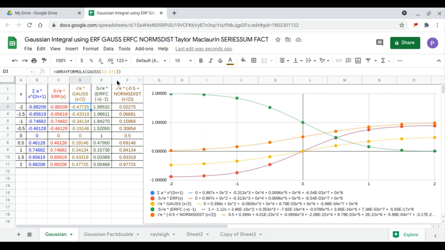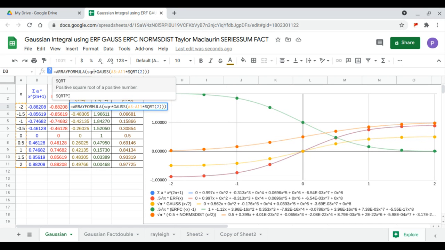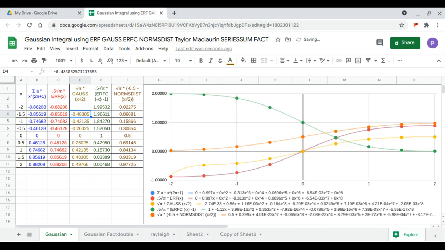Next, the Gauss function. The Gauss function multiplied by square root of 2. So times square root of 2. Next, multiply by square root of pi. So this will be times square root of pi. Now all three are on the same trend line. Their data sets are the same. And their polynomials are the same.